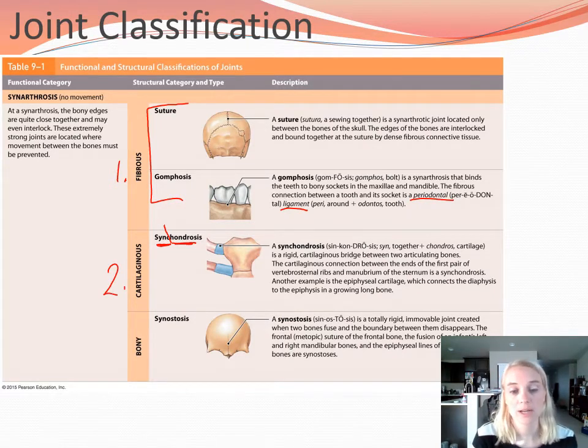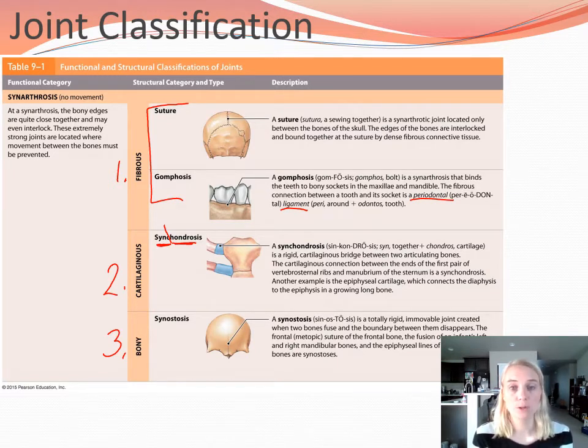So this is cartilaginous. The example that they give here is between rib 1 and the manubrium of the sternum, synchondrosis. So you have movement between your other ribs and the rest of your sternum, but for rib 1 you don't. The last one is called a synostosis. So this is our third category under synarthrotic. So we had fibrous, cartilaginous, and bony. So bony, this is called a synostosis.